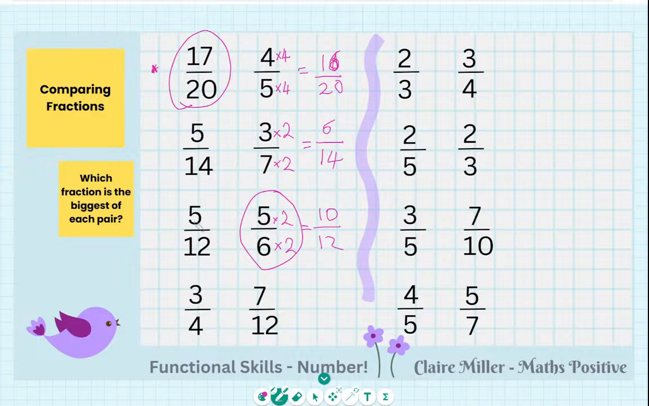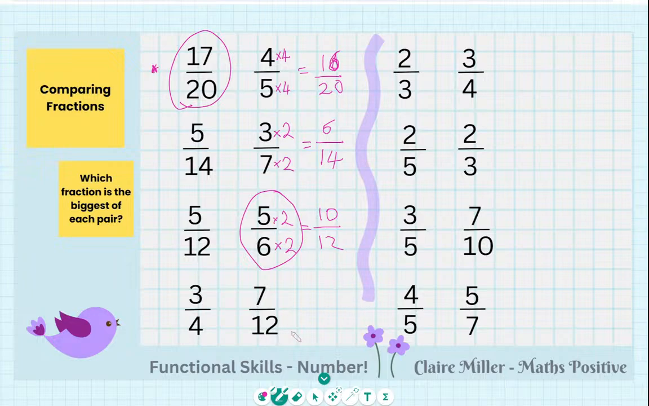And notice, I could also work that out by looking at the bottom numbers and thinking, okay, is a 6th bigger or smaller than a 12th? And this is where you have to think really carefully, because a 6th is 1 piece out of 6, isn't it? 1 piece out of 6 equal pieces. So a 6th is going to be quite big compared to a 12th, which is 1 piece out of 12.